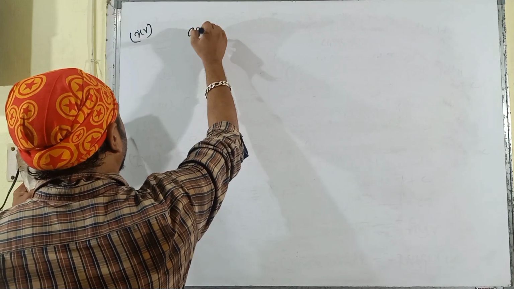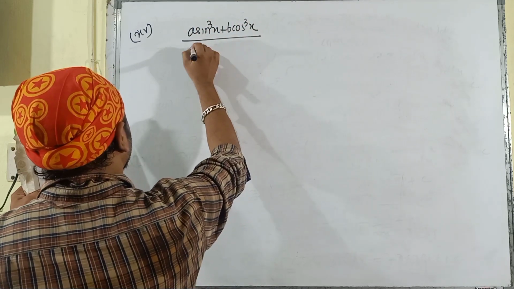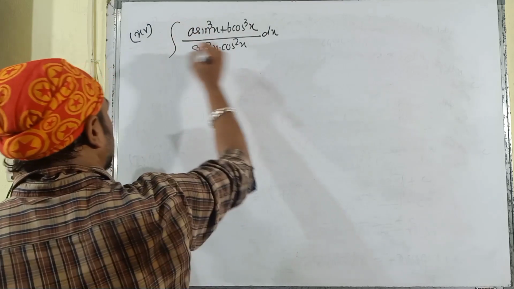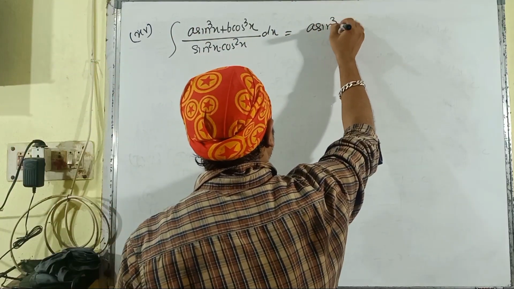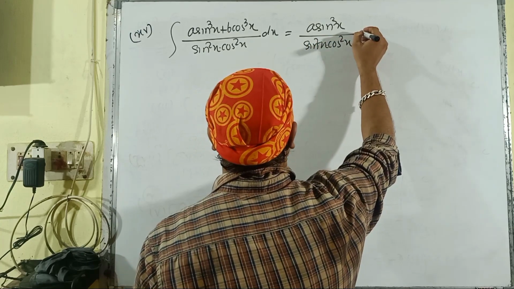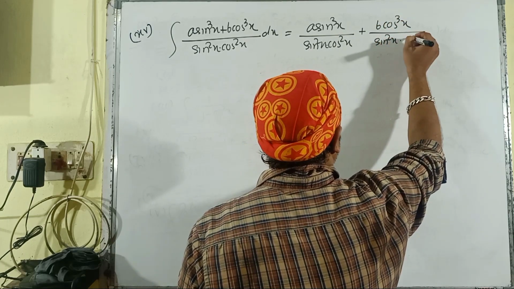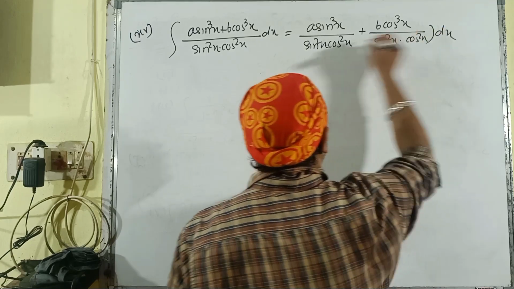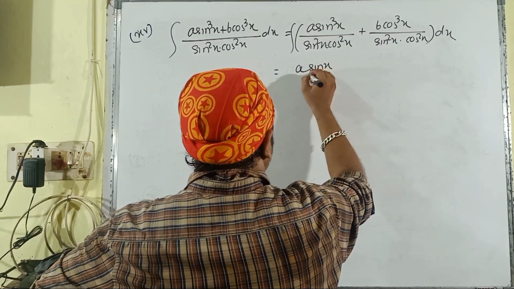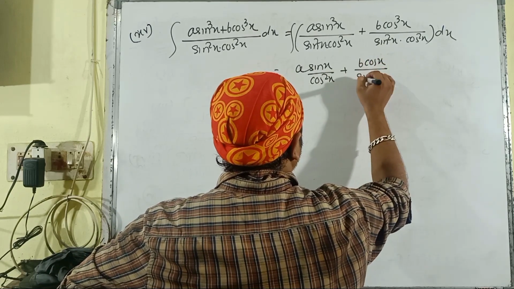Here it is the 15th bit. A sin x plus b cos x divided by sin square x multiplied with cos square x. Separating the functions here, a sin x divided by sin square x multiplied with cos square x plus b cos x divided by sin square x multiplied with cos square x. Then we are getting here a sin x divided by cos square x plus b cos x divided by sin square x.